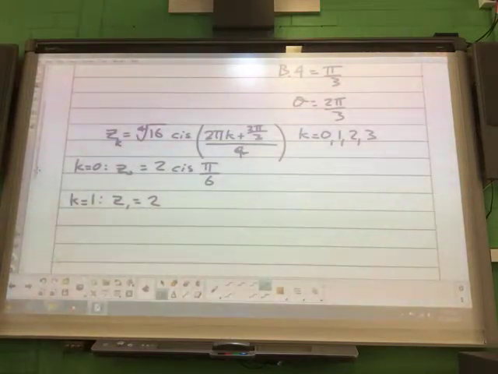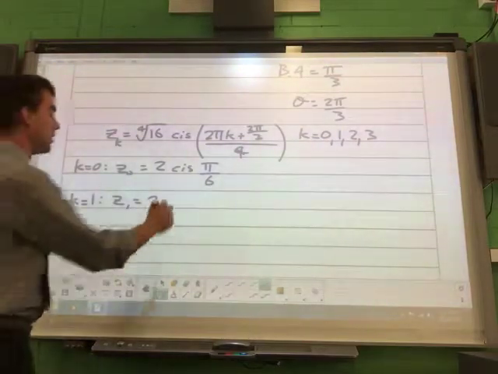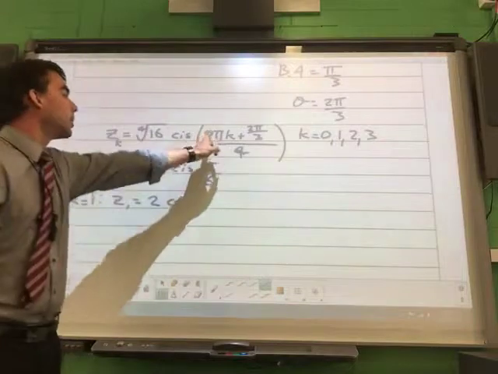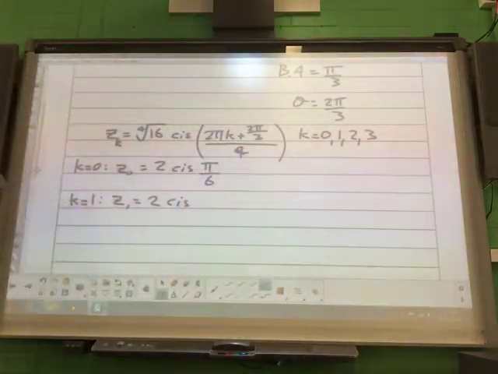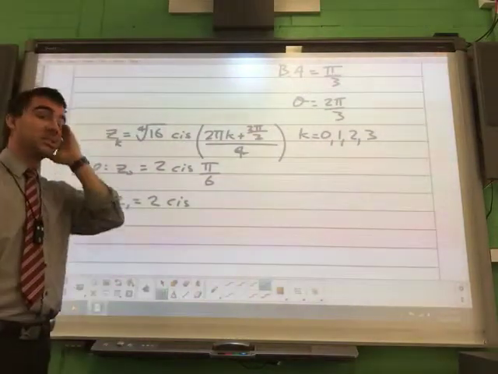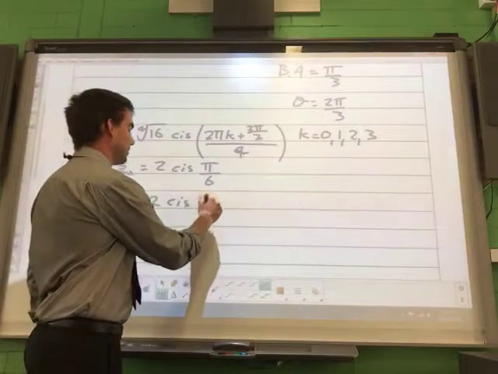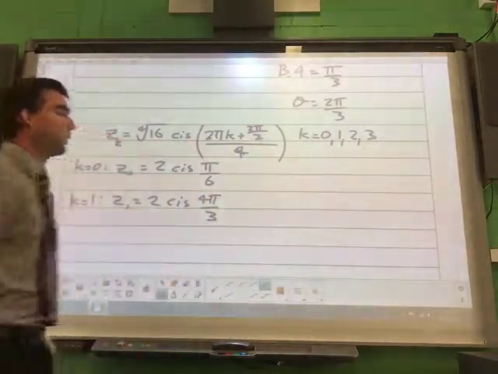So we're going to keep dividing the argument and then do the addition of the argument. 2 cis, 2 pi times 1, which is 2 pi, so 2 pi plus 2 over 3. So it'll be 6 pi on 3 plus 2 pi on 3, so 8 pi on 3, all over 4. So 8 pi over 12, which simplifies to 4 pi on 3.